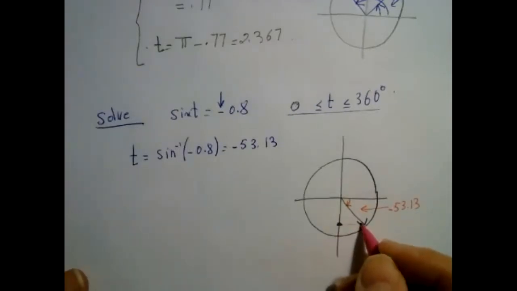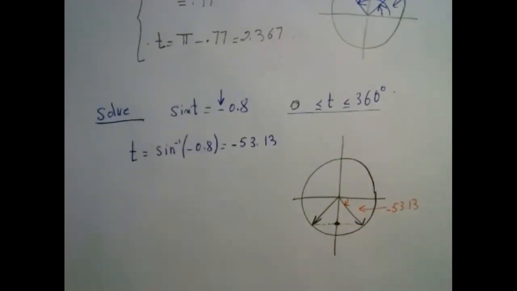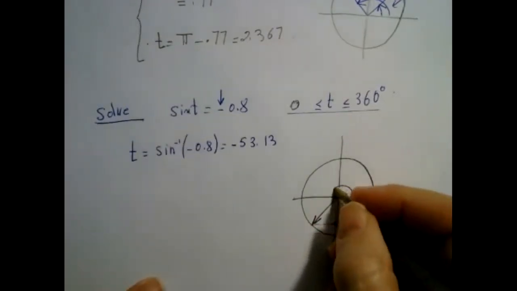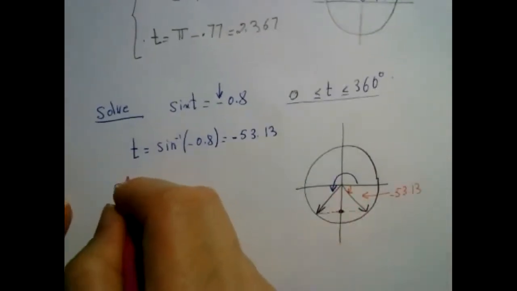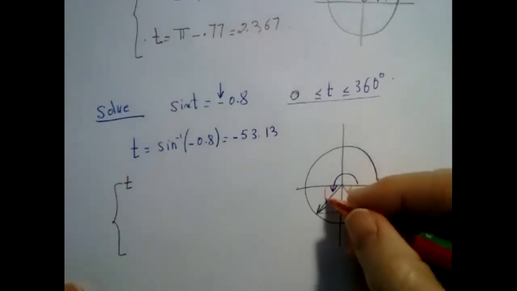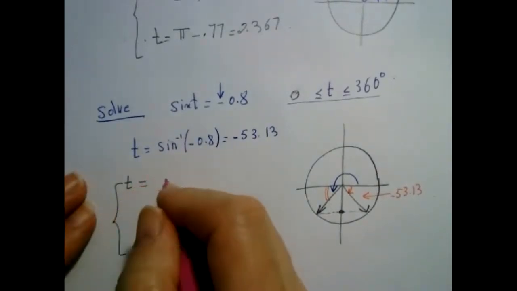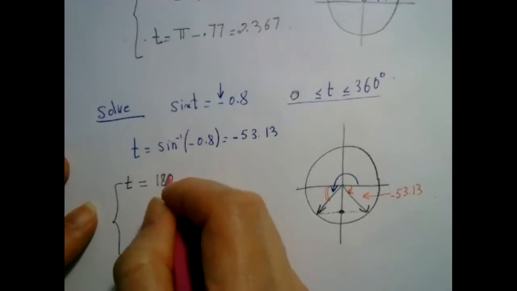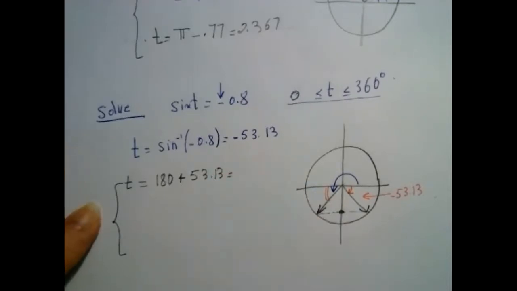So we know that this one also has sine minus 0.8. What is this angle? So now we're going to give the answers. What's this angle, the one in blue that you guys see? If this is 53, this is right here 53. So this angle is going to be 180 plus 53.13. And you guys picked this one, which is 200.